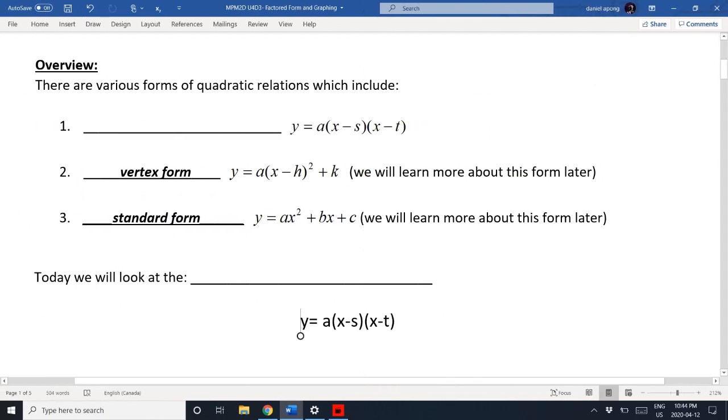There are various forms of quadratic relations, which include the factored form, which is y = a(x - s)(x - t); the vertex form, which is y = a(x - h)² + k; and standard form, which is y = ax² + bx + c. The latter two we'll talk about in other lessons, but for now we're going to focus on the factored form.